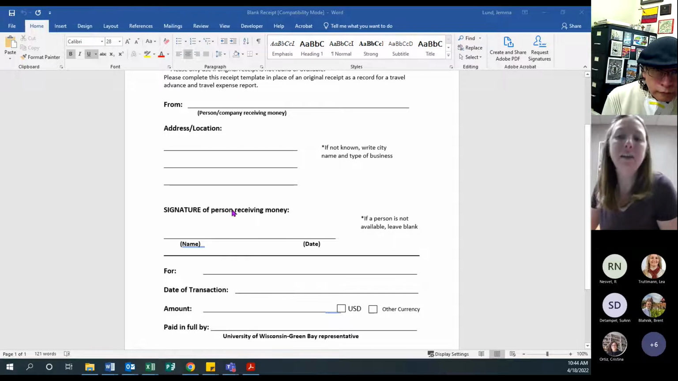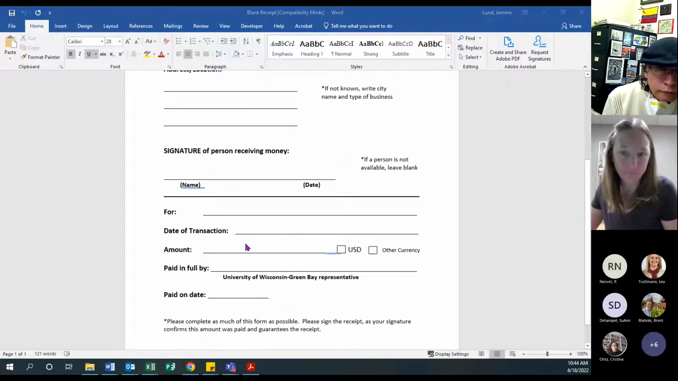If you can get a signature, great. If you can't, if it's not culturally appropriate, that's okay, because your signature is going to be at the bottom. So again, get as much information as you can. Make sure the bottom part is filled out.